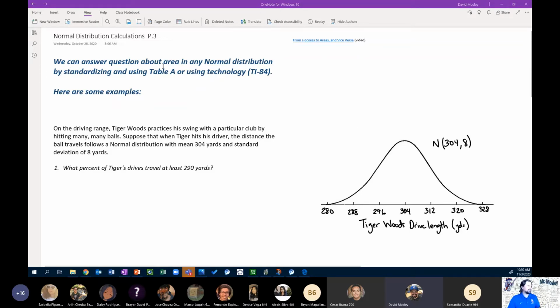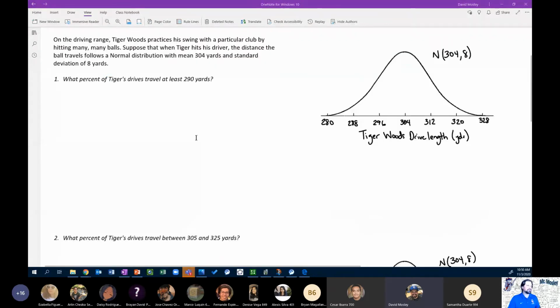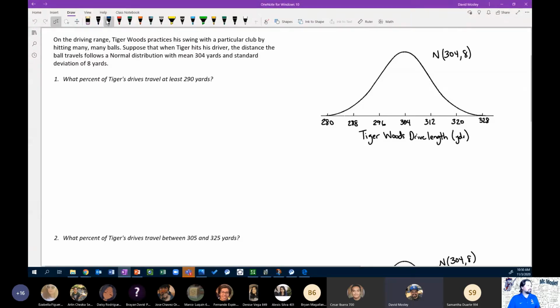Our context here: we can answer questions about area in any normal distribution by standardizing and using technology. I'll show you how to use your TI-84 graphing calculator to do these things today. We have some examples. All right, so our first example here.